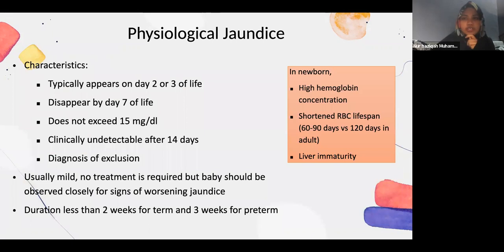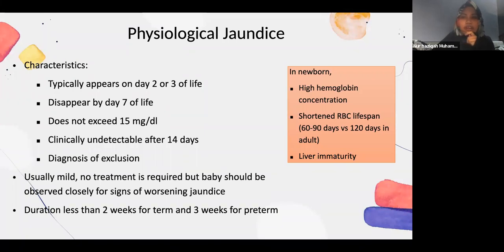So for physiological jaundice, as mentioned previously, it is jaundice that appears between the second day of life until 14 days of life. It usually appears during the second or third day of life and will reduce and disappear by 7 days of life or maximum 14 days of life. It does not appear severe, usually only causes mild jaundice, and it is common for babies who have physiological jaundice. So it is a mild presentation. There is no need for treatment unless there is a sign of worsening jaundice. So usually during this time they will only be monitoring the jaundice progression.